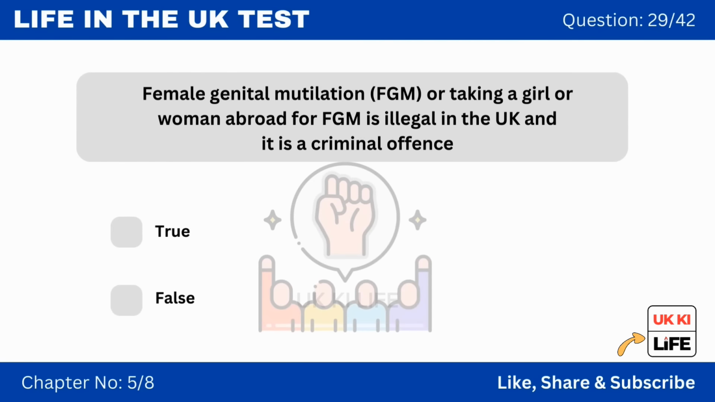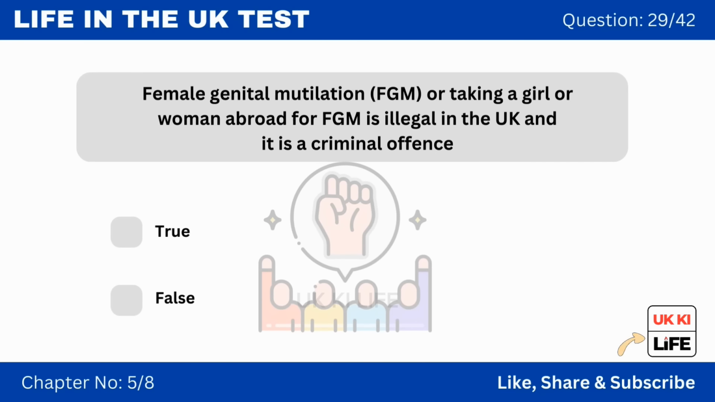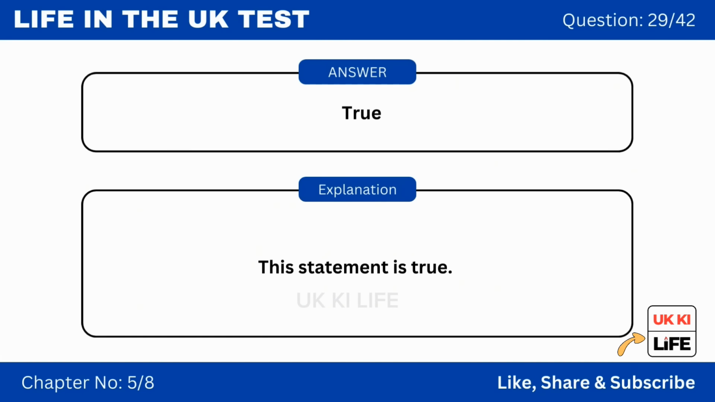Question 29. Female genital mutilation, FGM, or taking a girl or woman abroad for FGM is illegal in the UK and it is a criminal offence. True. False. The correct option is A. Explanation. This statement is true.